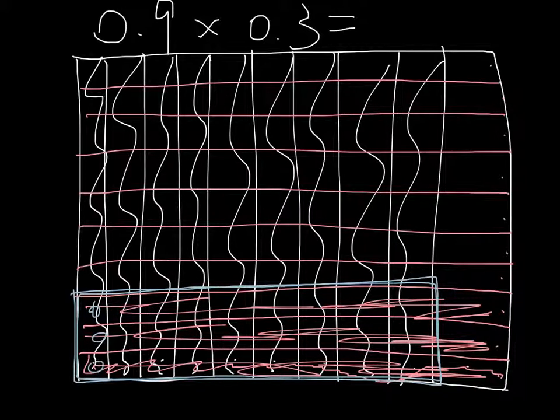1, 2, 3, 4, 5, 6, 7, 8, 9, 10, 11, 12, 13, 14, 15, 16, 17, 18, 19, 20, 21, 22, 23, 24, 25, 26, 27. So each square represents 1/100. So what is our answer? Yes, you are smart. Brilliant. Our answer is 27 hundredths. As you can see, it is pretty easy to use our decimal square to multiply decimals.